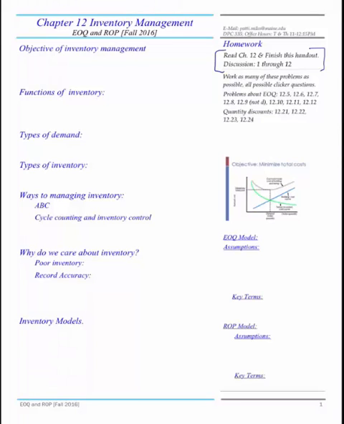With that, we're going to jump right into the assumptions of the economic order quantity model and the key terms, and then the assumptions of the ROP and the key terms. And then we'll move into actually calculating some of the work with respect to economic order quantity and reorder point.